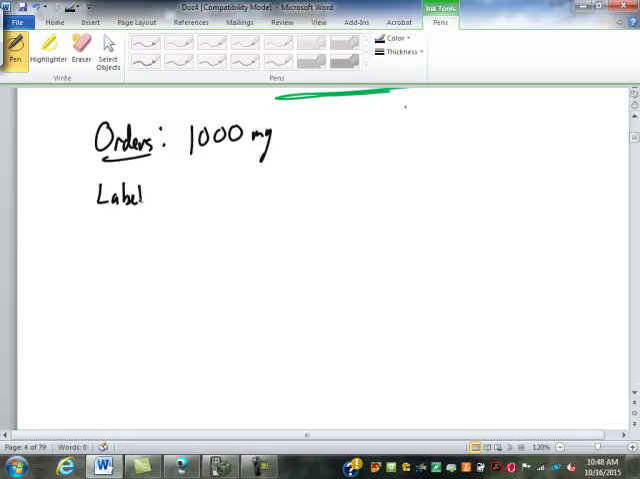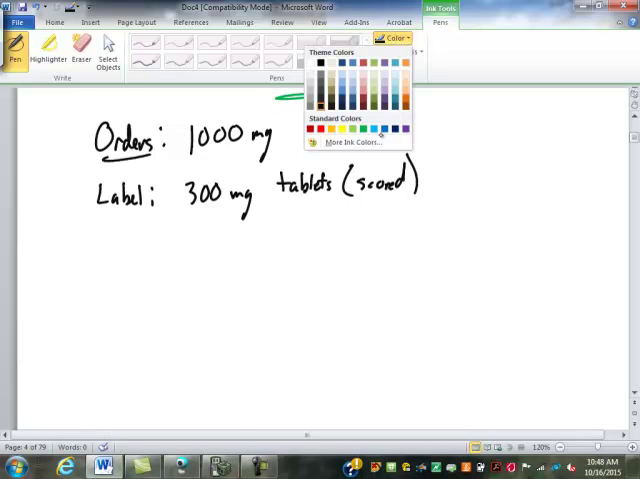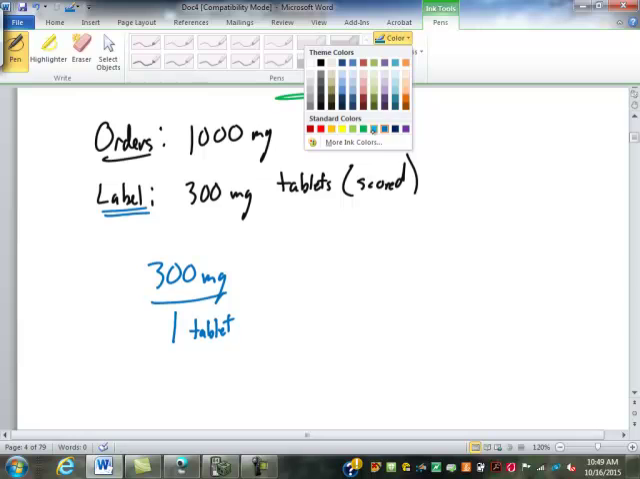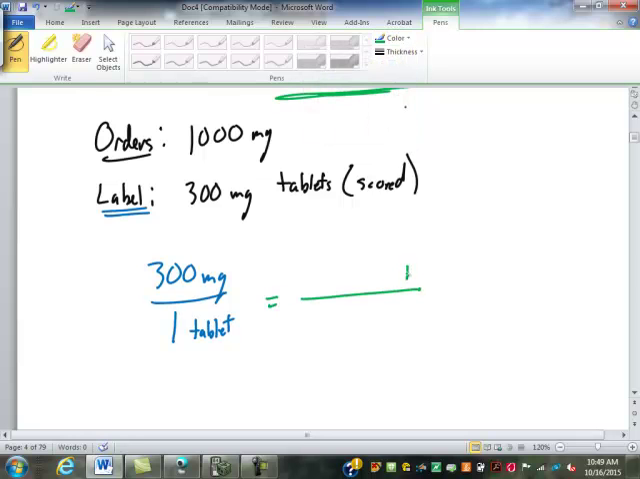So the doctor orders 1,000 milligrams of medication. The label is 300 milligram tablets. Once again, scored, so the nearest half tablet. Now, obviously, this is identical to a problem we did a few minutes ago, but we're going to do it with the proportion method. We're going to start with the label. 300 milligram tablets is 300 milligrams per 1 tablet. Now, on the other side, milligrams are going to be on top, tablets on bottom. Because it's a proportion, the units stay the same.